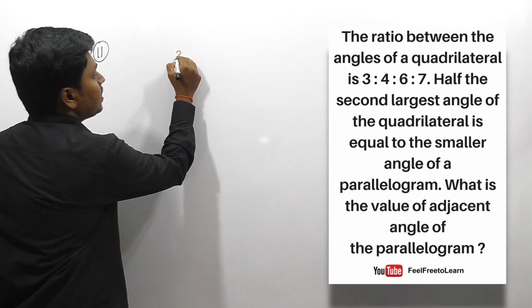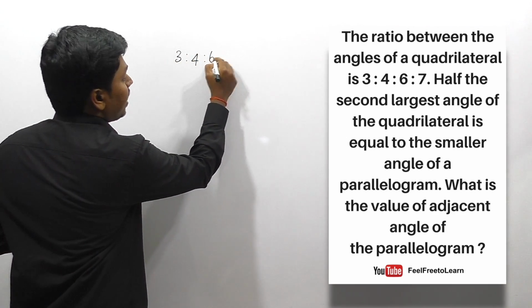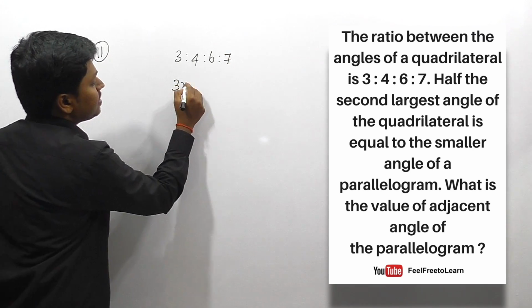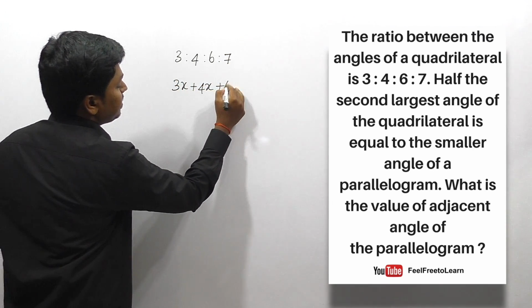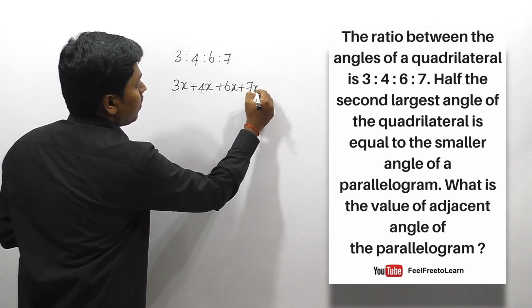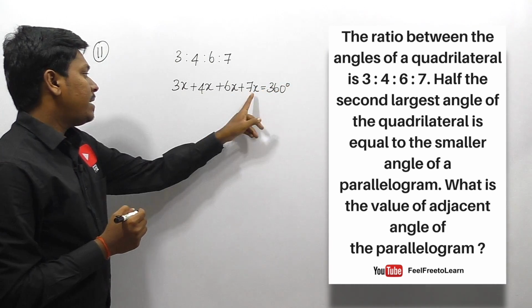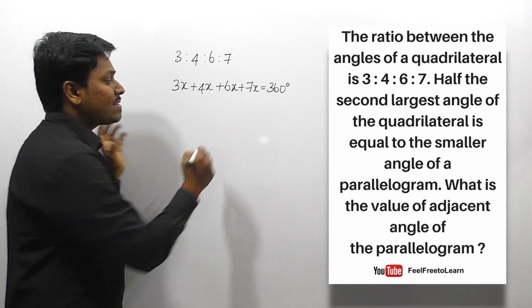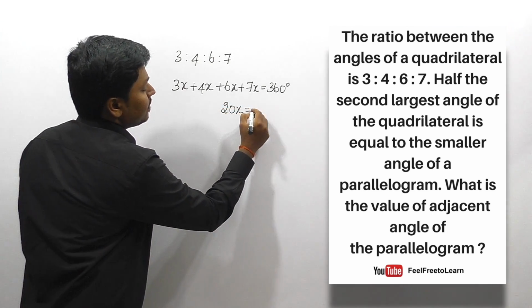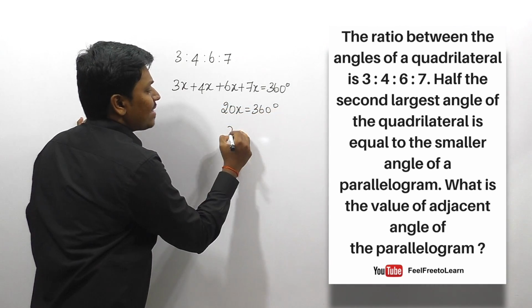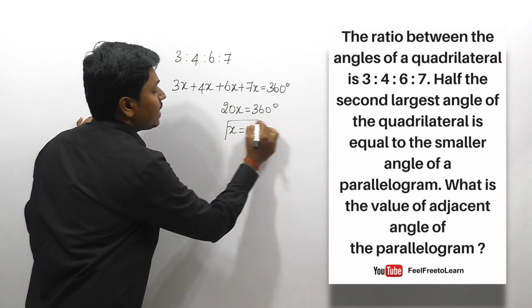We already know how to calculate the angles of a quadrilateral, because 3x plus 4x plus 6x plus 7x, the sum of all the 4 angles, should be equal to 360 degrees. I think 6 plus 4 will be 10, 7 plus 3 will be 10. So 20x is equal to 360 degrees. So x is equal to 18. So finally we got x is equal to 18.